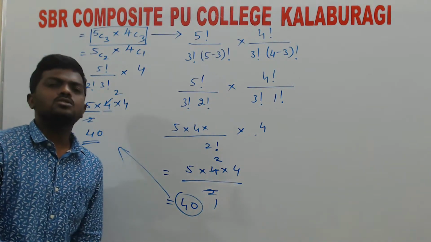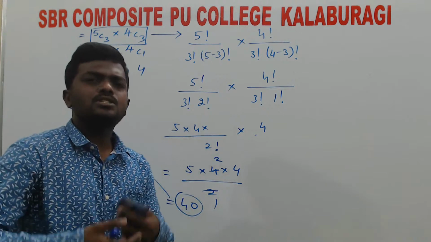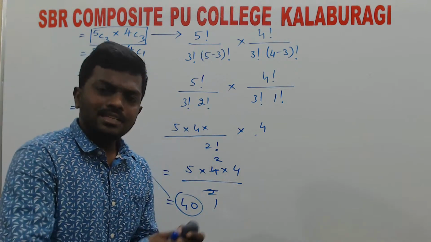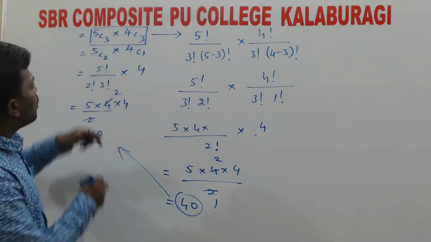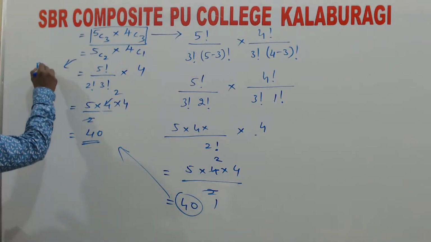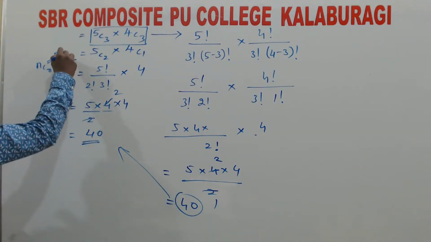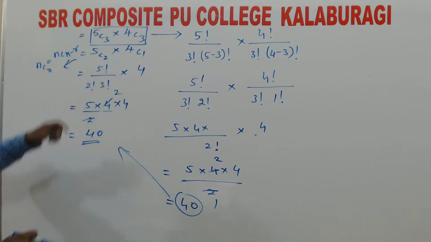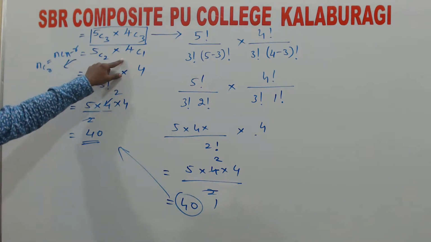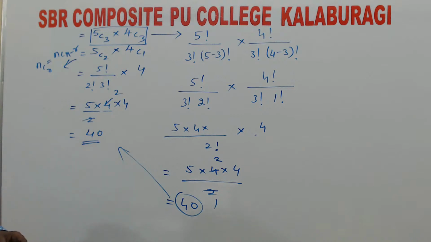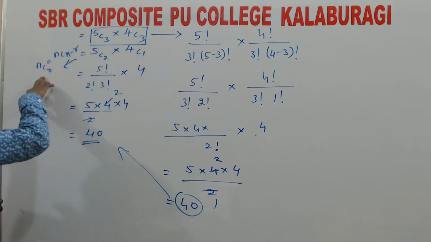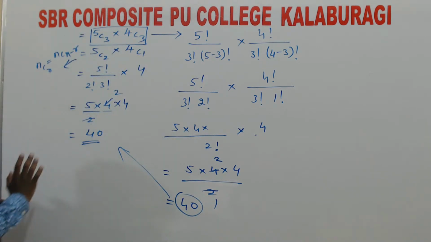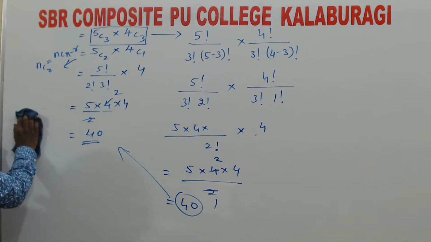So why not use the properties or the formulas which we know and just reduce the time? From here also you can solve it, or you can use nCr equal to nC(n minus r) wherever necessary. So I reduced it to this form and simplified. Again, I got the simplification as 40. So it doesn't matter, either solve this directly or tweak it to this formula and solve. Both are one and the same, don't worry.